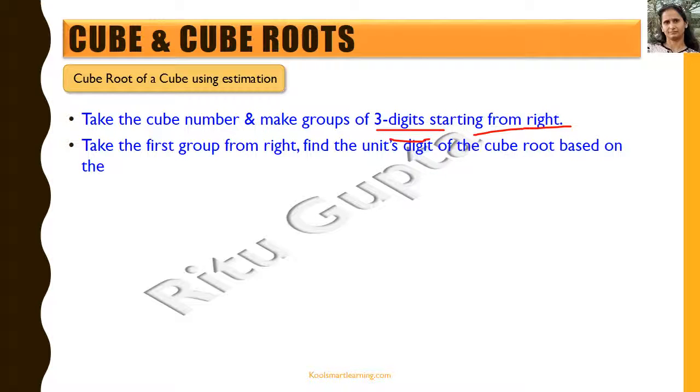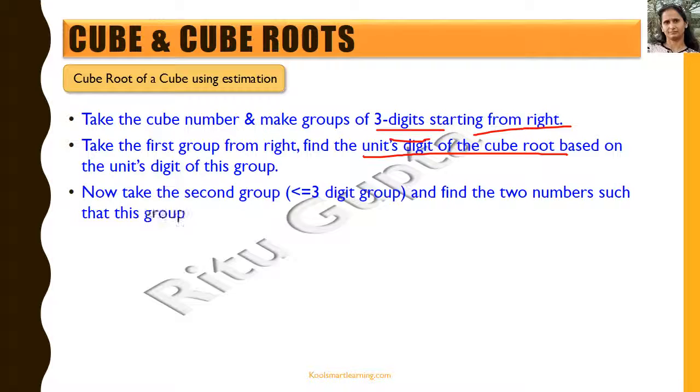Now we take the first group from the right, and find the units digit of the cube root based on the units digit of this group. We know that there is a specific relation between the units digit of a number and the units digit of its cube. So just by looking at the units digit of the first group of the cube, we find out the units digit of the cube root.